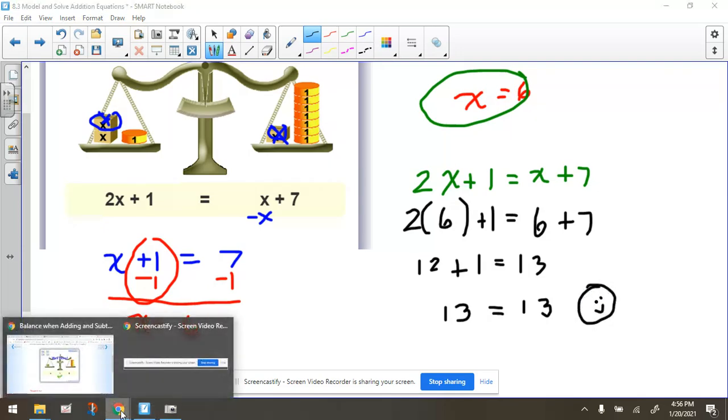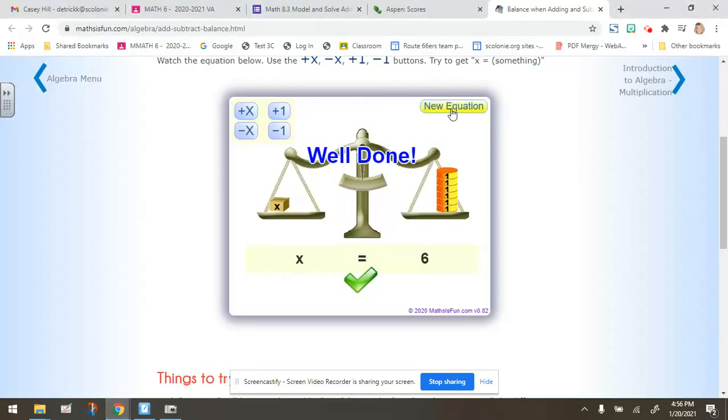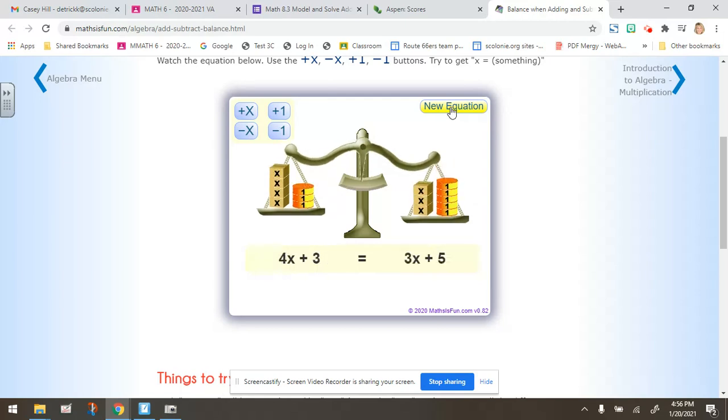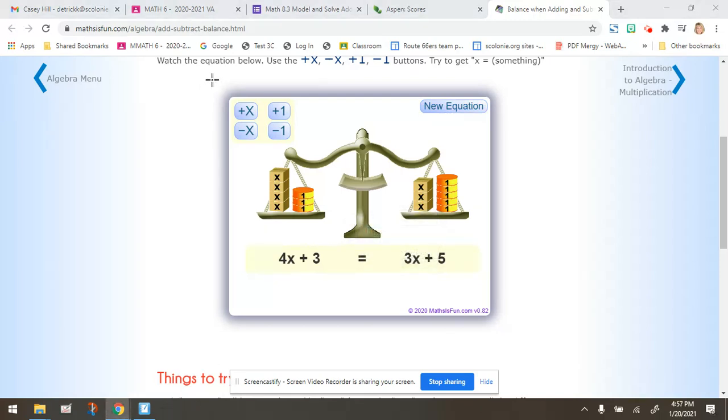All right, let's explore another example. New equation. Let's see if we can find one. This one's interesting. I like this one. All right, let me take a screenshot of this and put it on a fresh page.